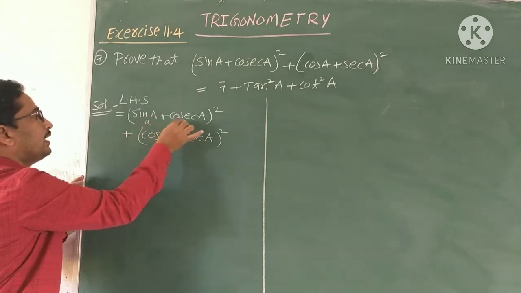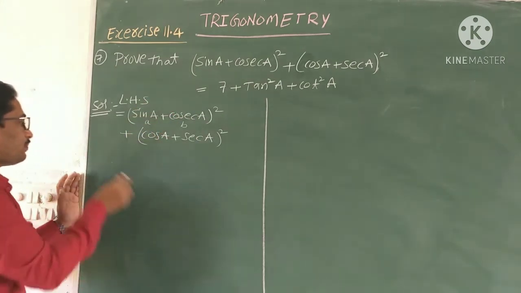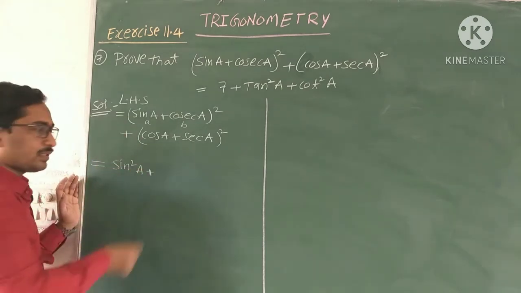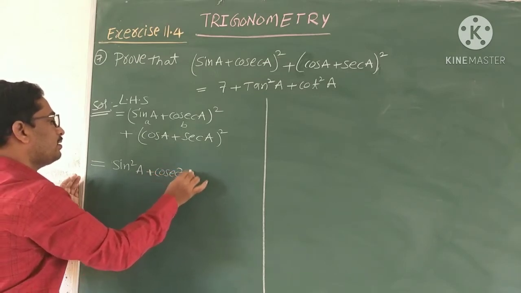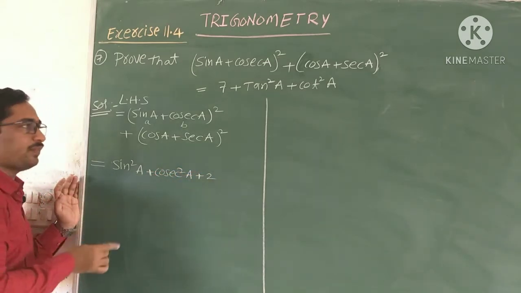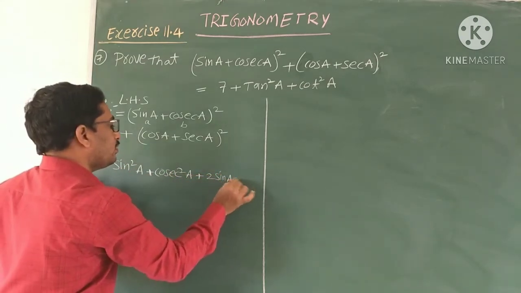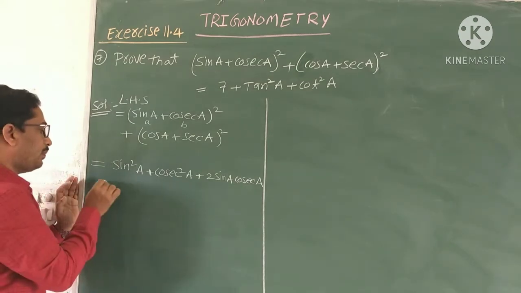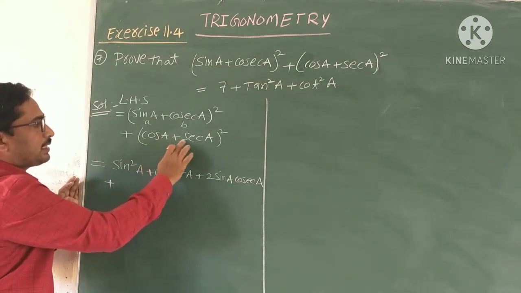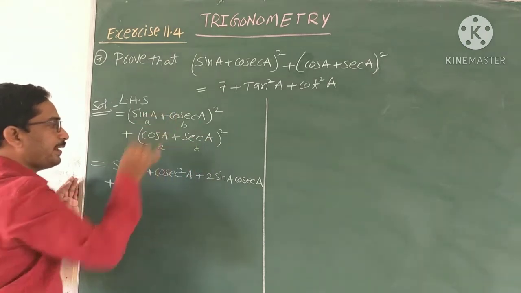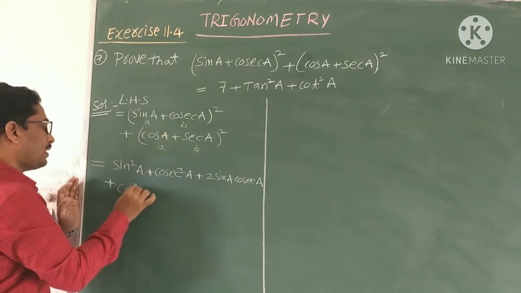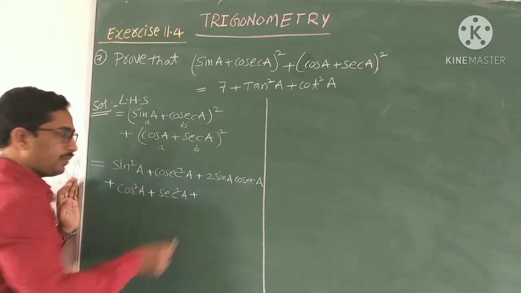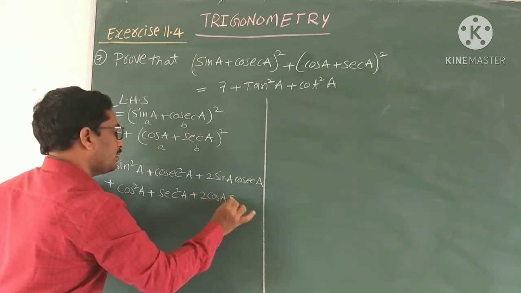A value is sin A, B value is cosec A. So apply A square, sin square A, plus B square, cosec square A, plus 2AB. With A value sin A and B value cosec A, 2AB is 2 sin A into cosec A. In the same way, cos A plus sec A whole square is also in the form of A plus B whole square. So cos square A plus B square, sec square A, plus 2AB, 2 into cos A into sec A.